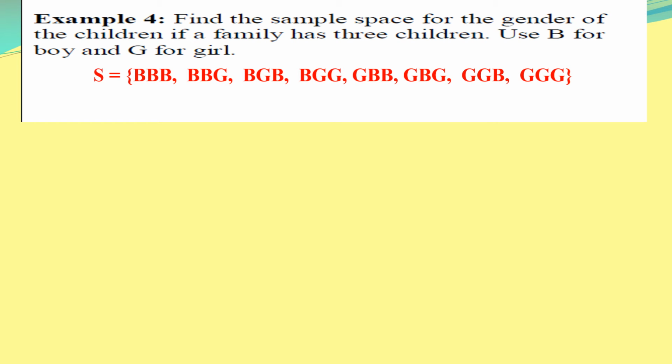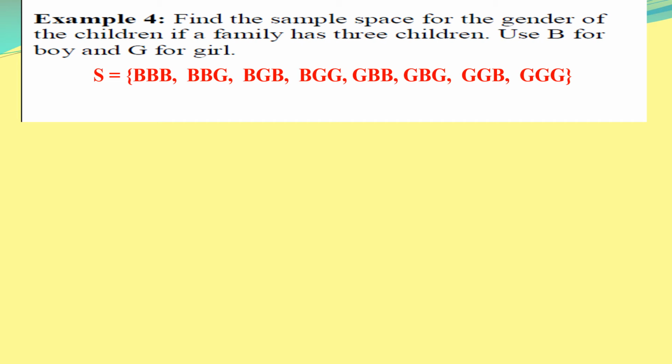In other words, if the first child is a boy, second child is a boy, third child is a boy, then one element is boy, boy, boy. If the first child is a boy, second child is a boy, and the third child is a girl, then the element is boy, boy, girl.